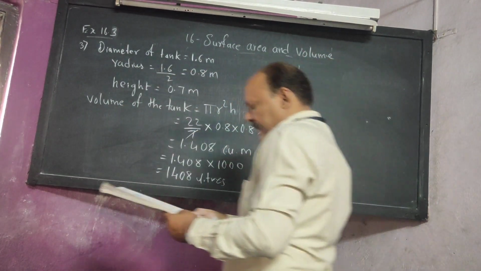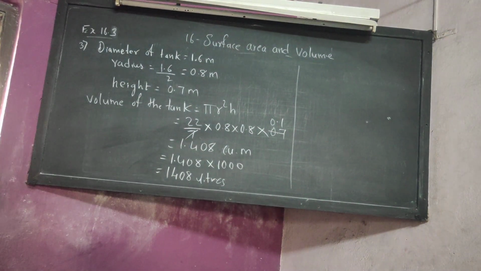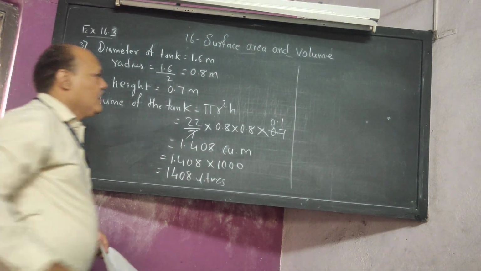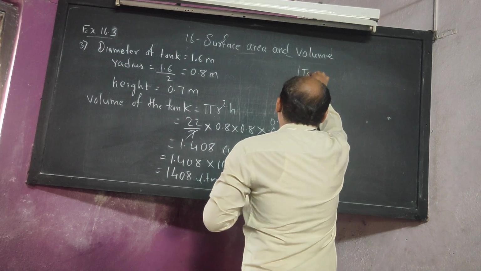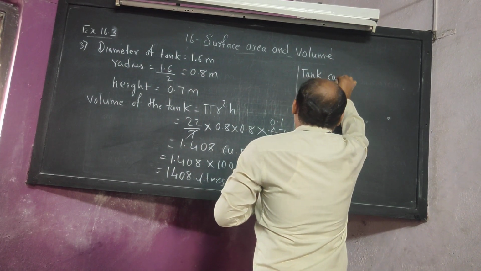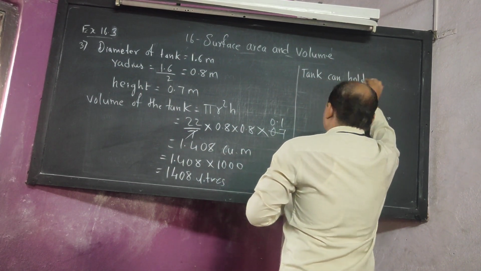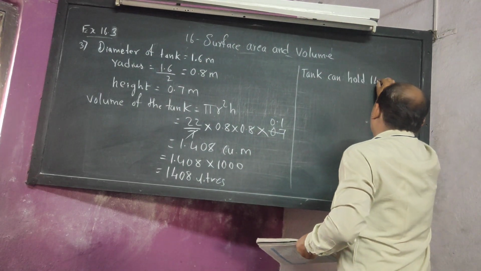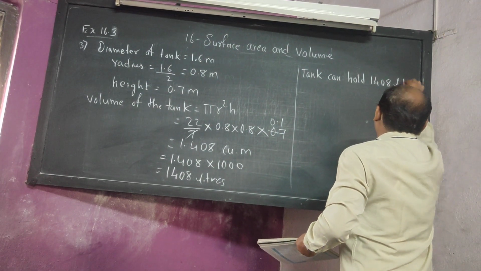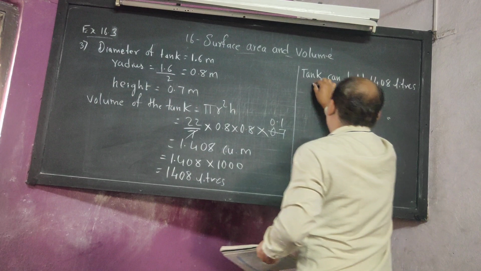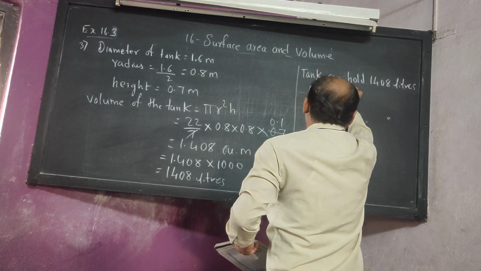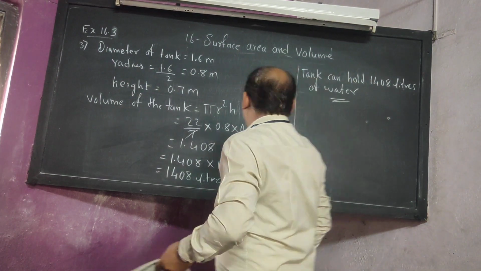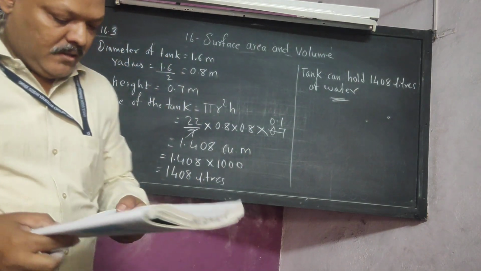What is the final answer you will write here? The final answer: the tank can hold 1408 liters of water. This is the final answer. I hope all of you understood this is sum number 3.